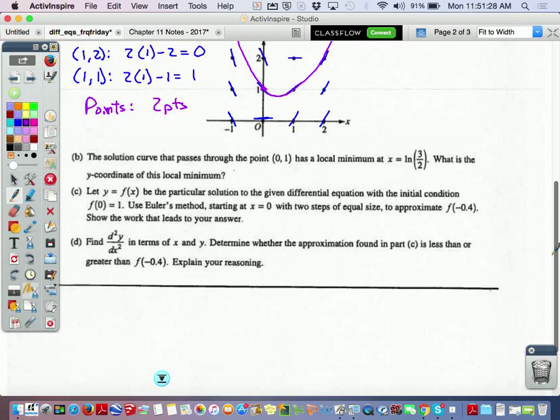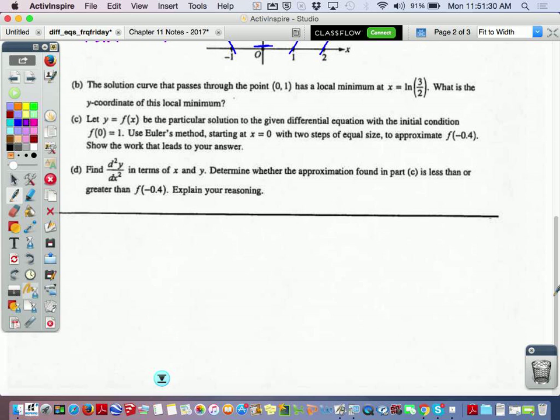Part B says the solution curve that passes through the point (0, 1) has a local minimum at x equals ln(3/2). What is the y-coordinate of this local minimum? What we're going to do is use the derivative they gave us.